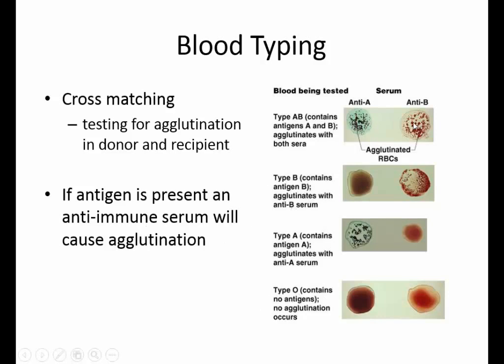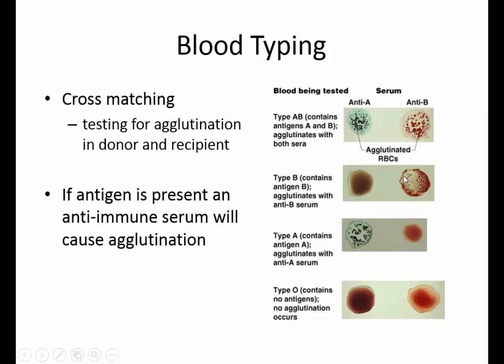So here we have 2 drops of blood. This has been placed in anti-A serum. This has been placed in anti-B. In other words, this has antibodies to A. This one has antibodies to B. It clumps in both, meaning it has both A antigens and B antigens, so this is type AB blood.